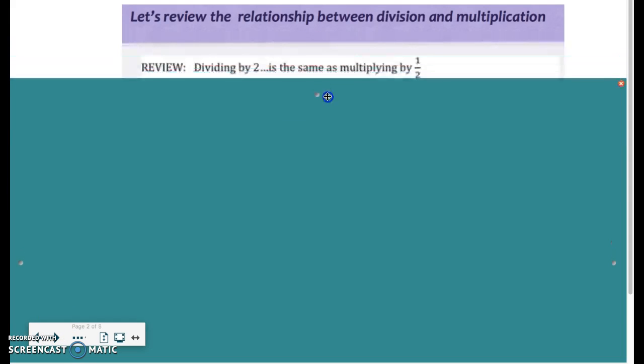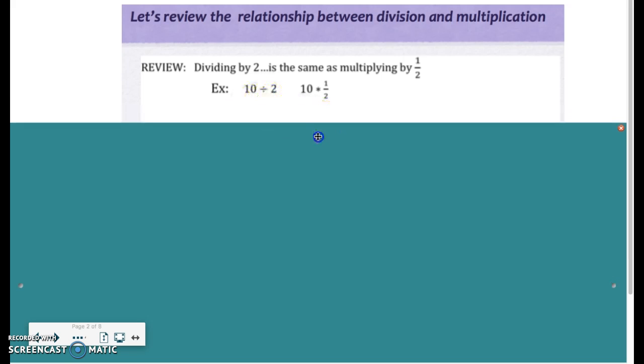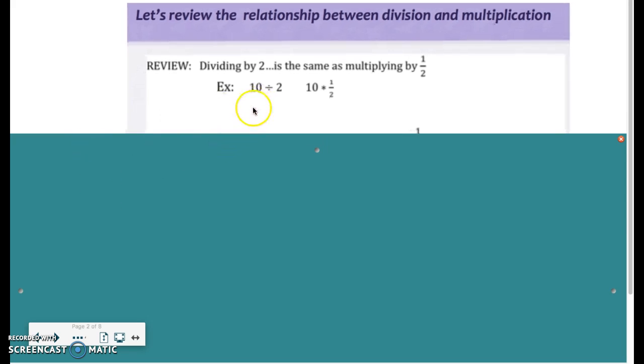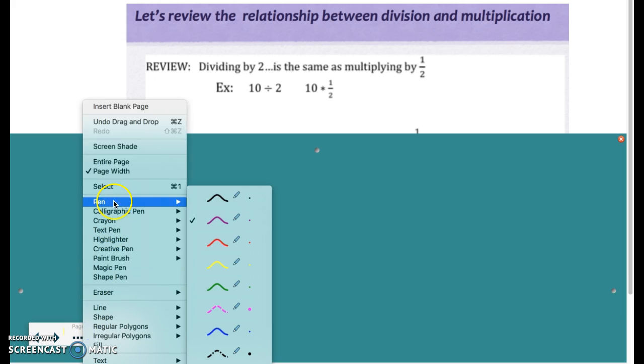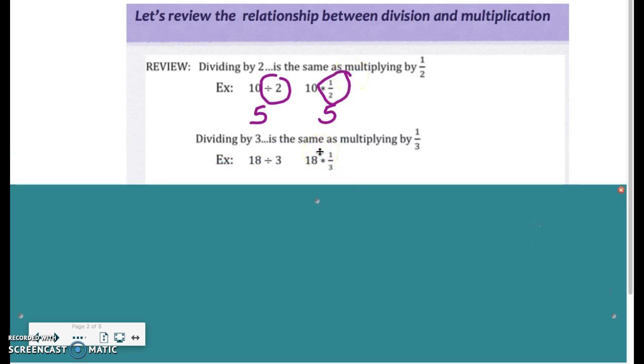So one thing I really want to emphasize is the relationship between division and multiplication. Let's remember that dividing by 2 is the same thing as multiplying by 1/2. Because when you divide 10 by 2, what do you get? Sure enough, you get 5. And 10 times 1/2 is also 5. So dividing by 2 is the same thing as multiplying by 1/2. Please just keep that in mind as we go along.